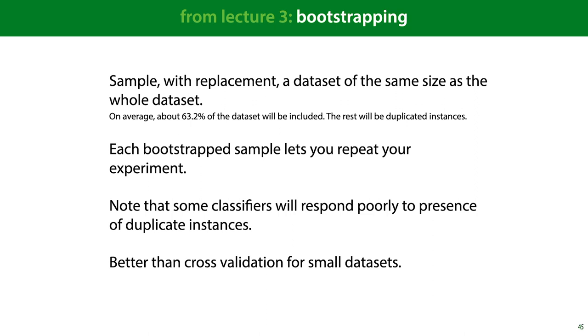In lecture 3, we saw a method for simulating the sampling of multiple datasets from the source of our original data, which we called bootstrapping. The idea is that we sample with replacement a dataset of the same size as the whole dataset. We can then repeat our experiment on each bootstrapped sample and use that to get a measure of whether we have high bias or high variance. We can also use bootstrapping as a way to help us build an ensemble. Before we do that, however, let's see why bootstrapping works so well. It's more than just an intuitive trick, and we can make precise exactly how it approximates our data distribution.